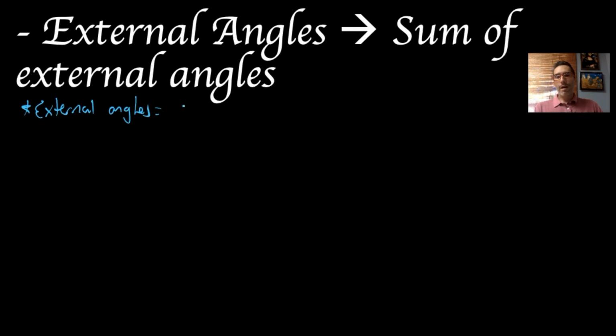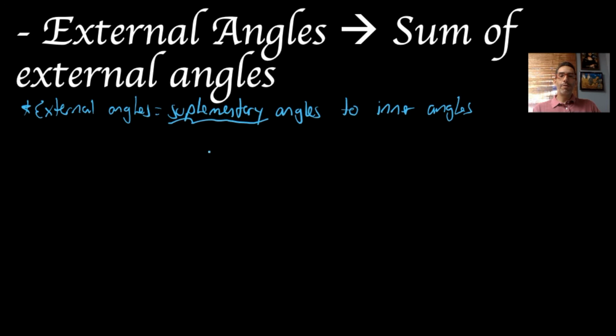External angles are the supplementary angles with respect to the inner angles. A little review here. If you don't remember what supplementary angles are, they are the ones that take the inner angle to 180 degrees, okay? We'll do the examples for you to be super clear here.